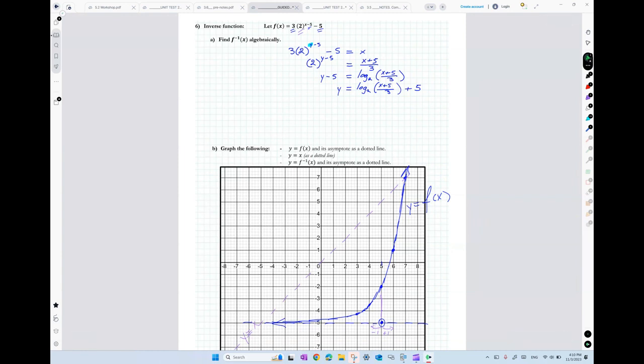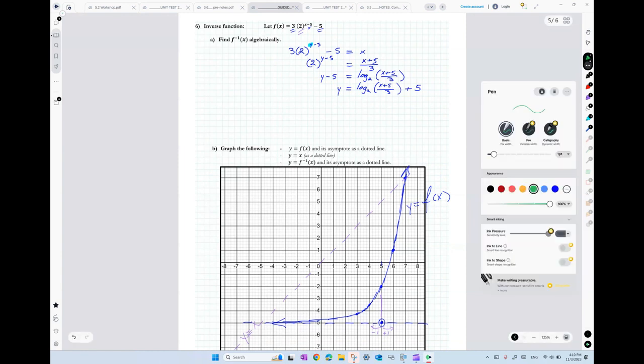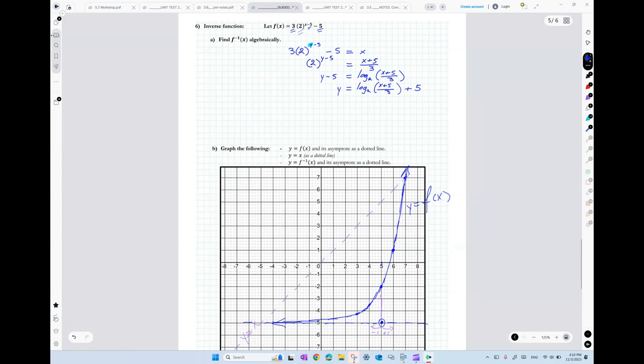To construct this, oh, and by the way, I forgot something essential. I did all the work, but I forgot to conclude. The question A is find f inverse of x. So my last line should be the answer. F inverse of x equals log 2 of x plus 5 over 3, plus 5. Otherwise, you know that Mr. Dimale is going to take points off.